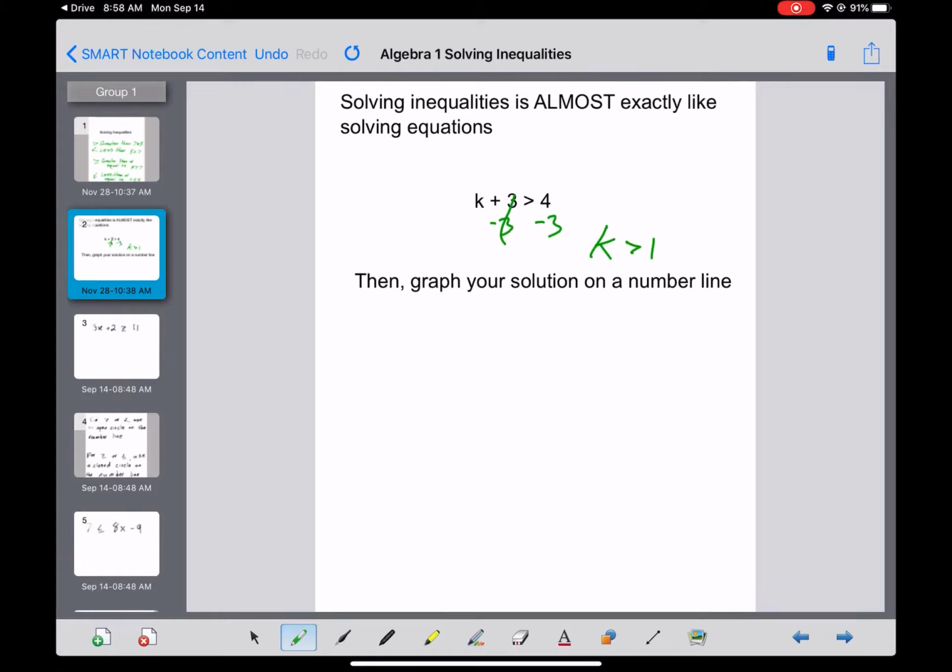The biggest thing that's different here is usually when we're solving these, we're also going to graph our solution because it's not just one number we're finding here. There's actually an infinite number of solutions. K is allowed to be anything bigger than 1. So k could be 1.2, or k could be 7, or k could be 100 million, or anything greater than 1. So to show this answer, we're going to graph it on a number line.